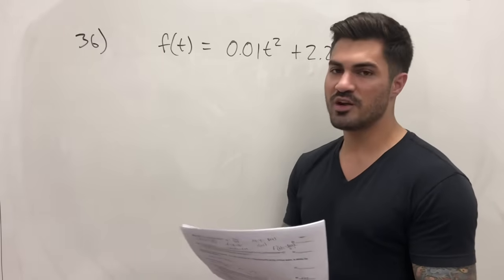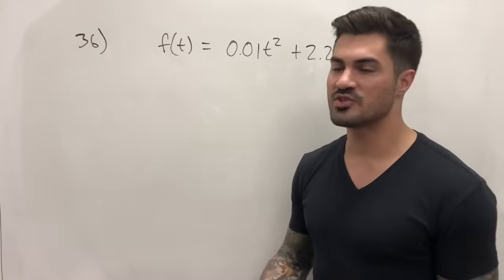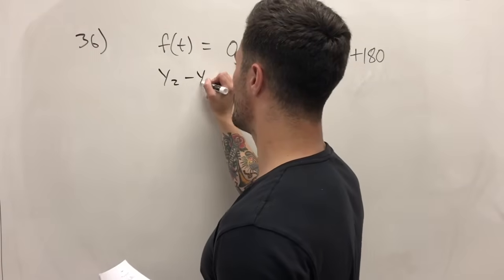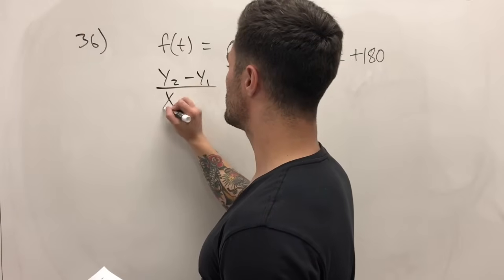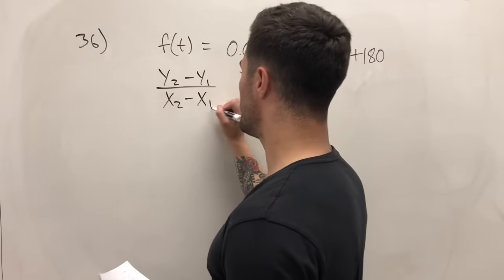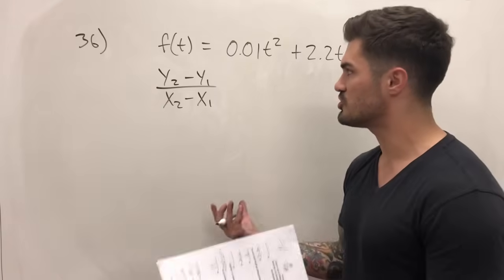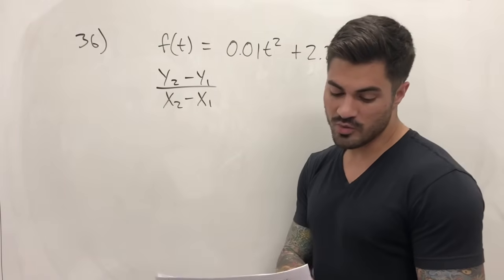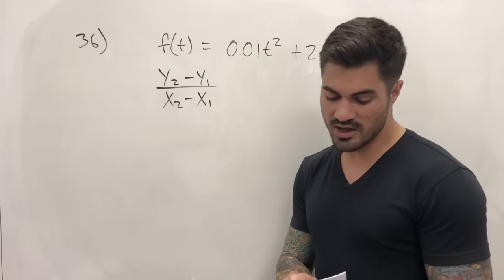So average rate of change is just another way of saying slope. So I'm going to end up using this formula, y2 minus y1 over x2 minus x1. That's what average rate of change means. It's just the slope between 2 points. And the 2 points specifically are the ones that correspond to 1990 and 2010.